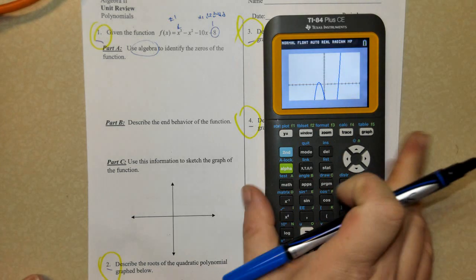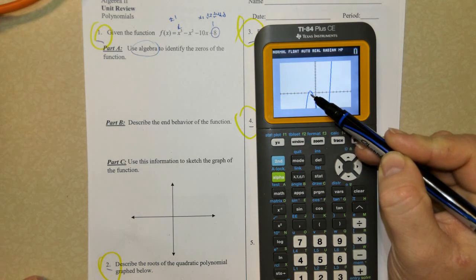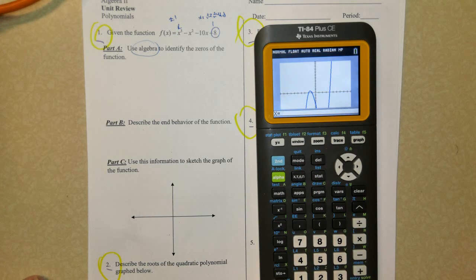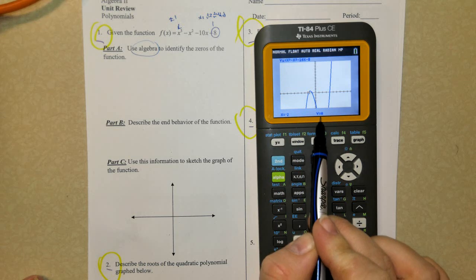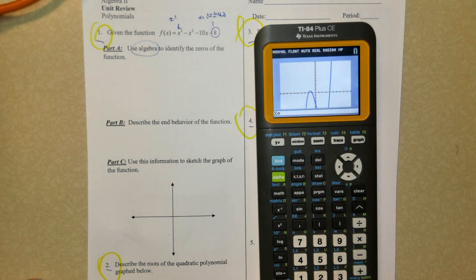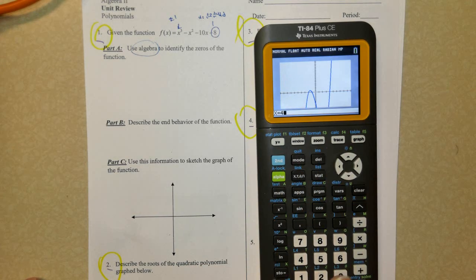Okay, so when I'm graphing here, I think I can already see the answers. It appears like it's -2, -1, and 4. Let's check. Second trace, answer -2, it does work. Whenever y is 0, it is a solution, a real solution. -1, confirming, and confirming 4.